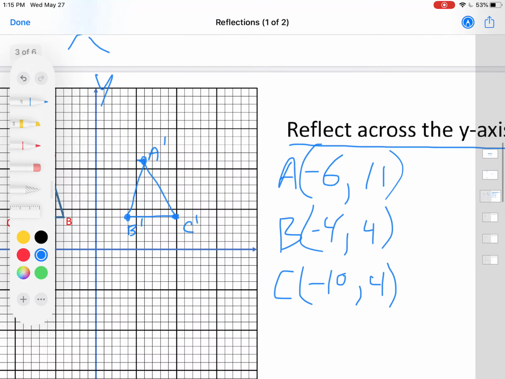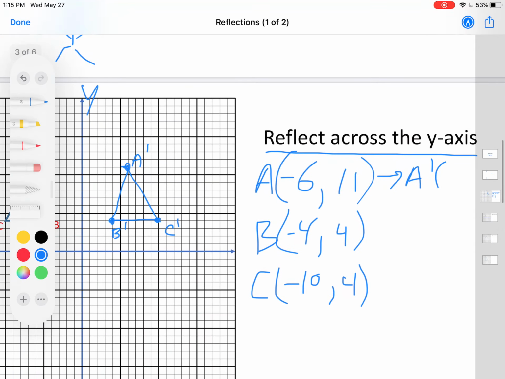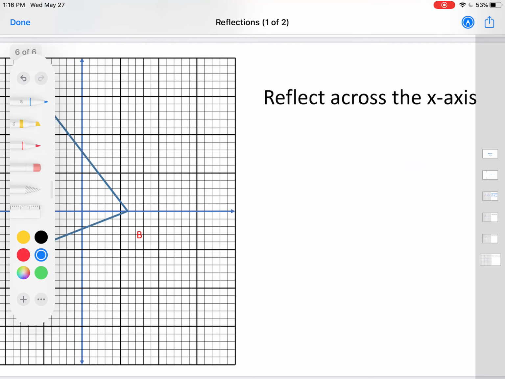Let's find those coordinates. A prime is +6, +11. B prime, let me clean that up. B prime, +4, +4. C prime, +10, +4.